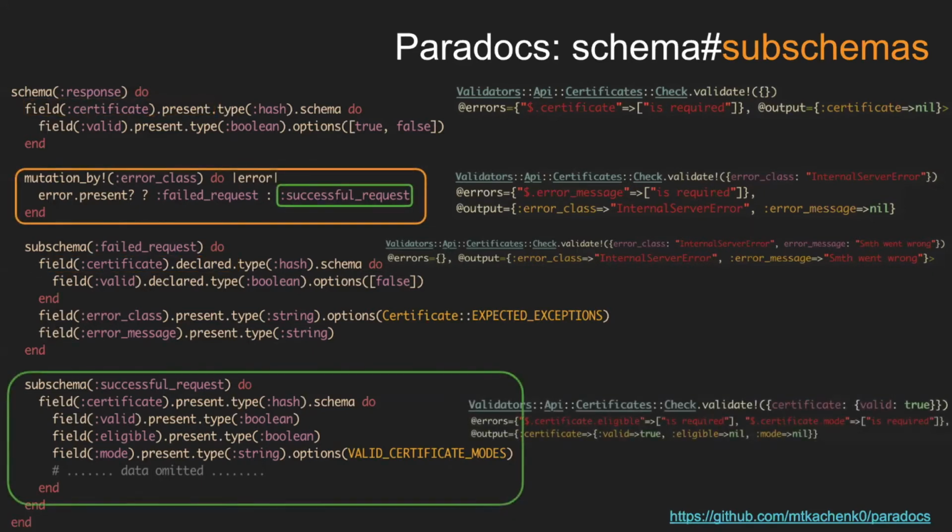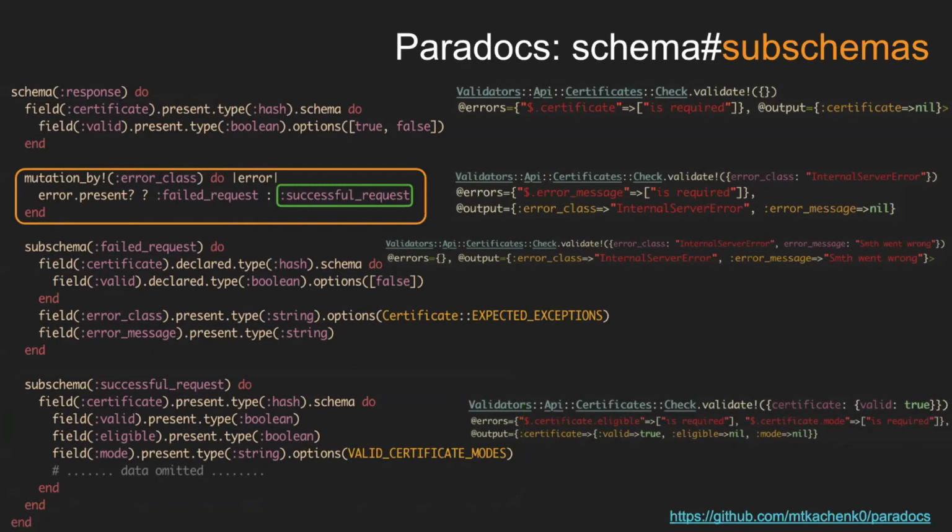For this scenario, we pass certificate with a hash inside, and the mutation by block decides that, okay, error class is not given. That's why we go with successful request subschema. And this fails because we should pass such fields as eligible, mode, and so on.